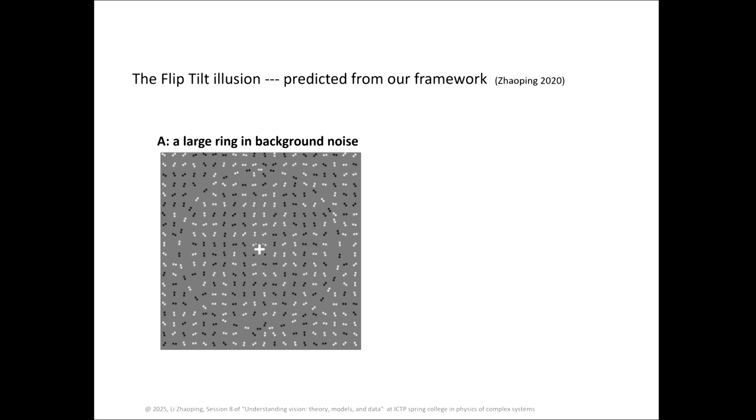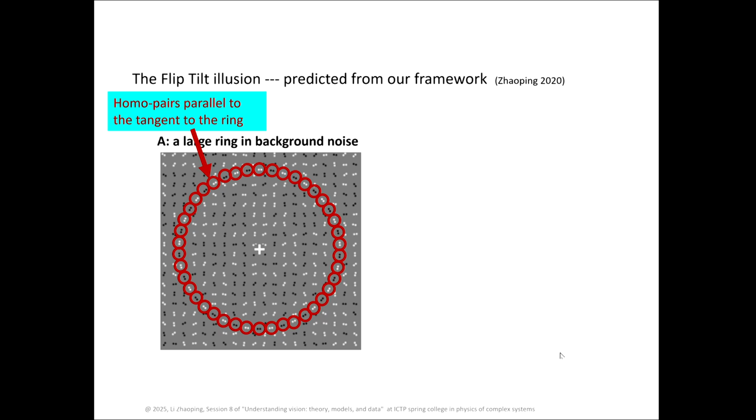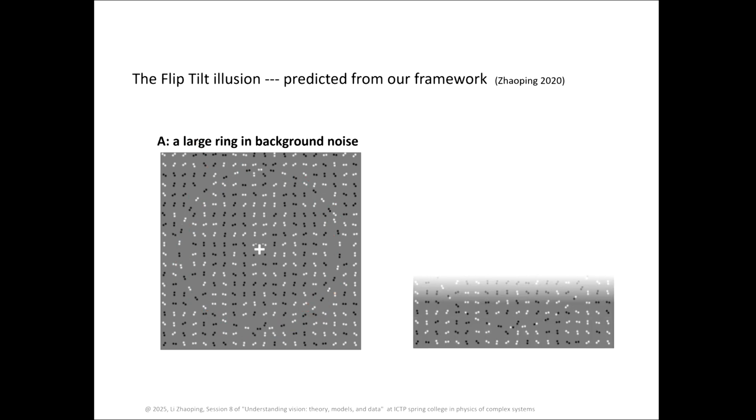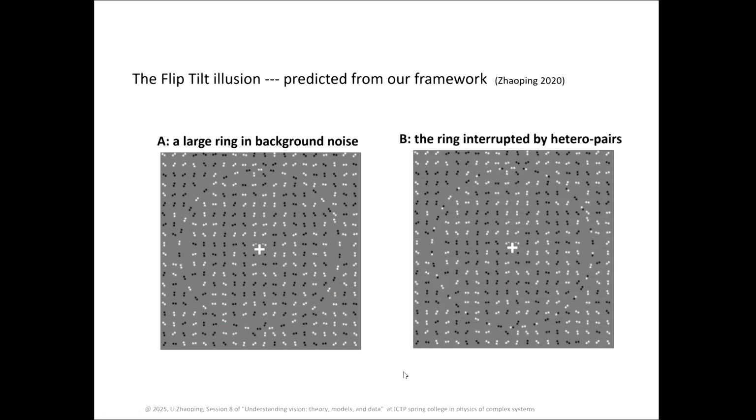This image is made entirely of homopairs of dots. Fixate your gaze to the central cross, you should see a large ring because there are many homopairs parallel to the tangent of the ring. Other homopairs in the background are randomly tilted. There's no illusion here. Now look at this image and fixate on the central cross. There is a ring at the same location as before, but somehow you cannot see it. Can you see the ring? Difficult, right? So this you cannot see the ring, this you can see the ring.